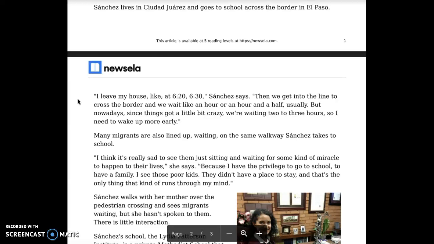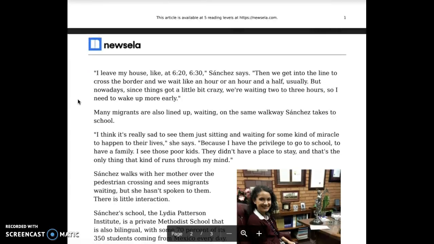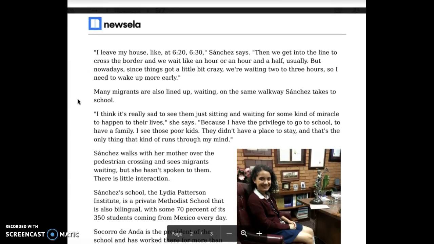Many migrants are also lined up, waiting on the same walkway Sanchez takes to school. I think it's really sad to see them just sitting and waiting for some kind of miracle to happen to their lives, she says, because I have the privilege to go to school, to have a family. I see those poor kids. They didn't have a place to stay, and that's the only thing that runs through my mind.